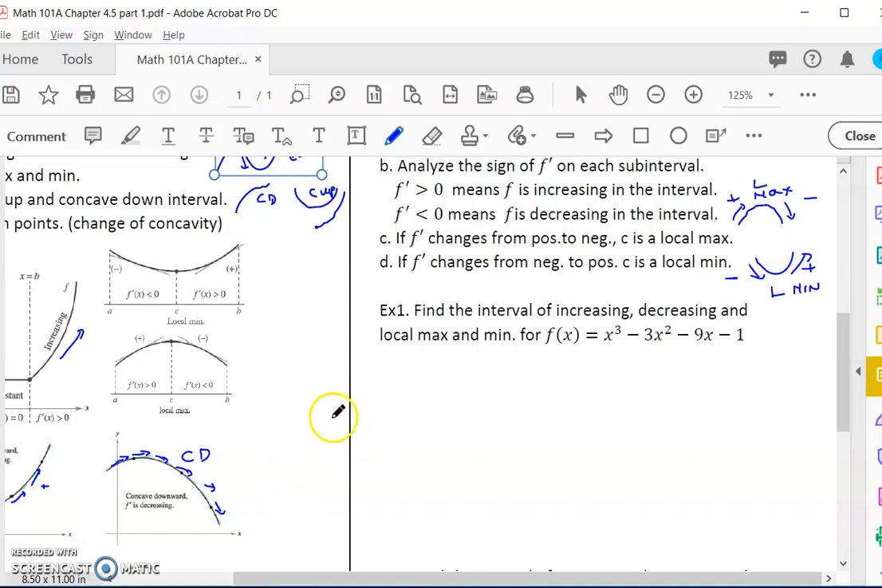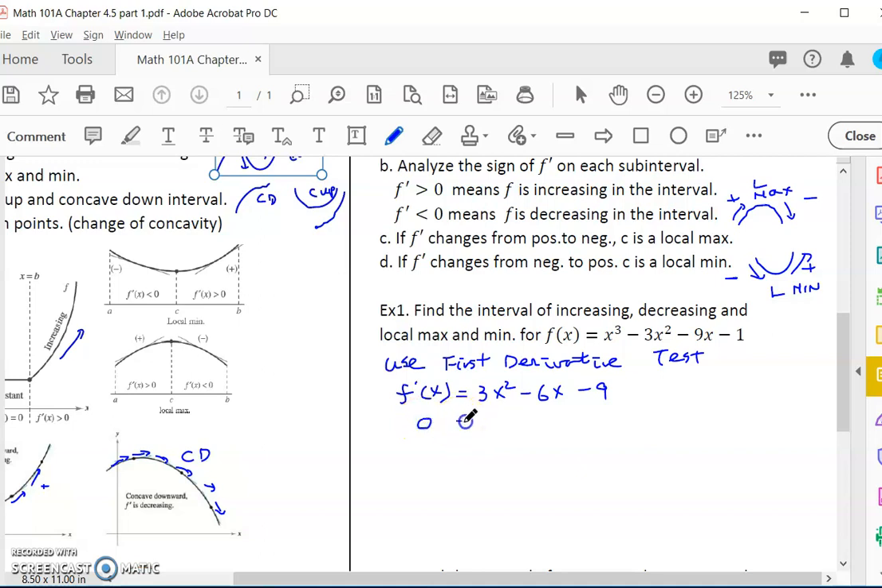So let's do this example, see if we can finish it. Use the first derivative test to find the intervals of increasing and decreasing, and local max and min, without graphing. The first derivative test is very good at finding these four things: increasing, decreasing, and local max and min. So how do I do it? I find all the critical points. F prime of x, do the derivative: 3x squared minus 6x minus 9, right?